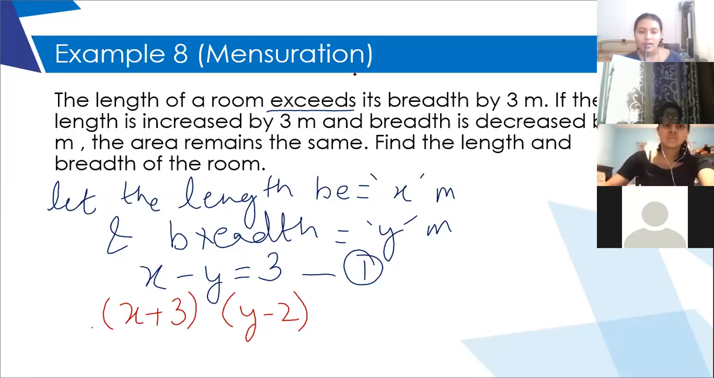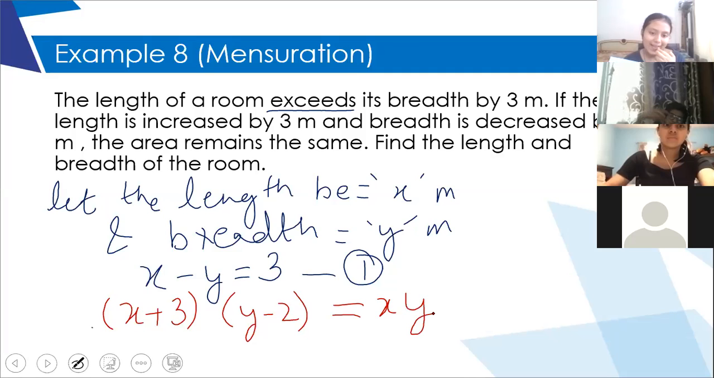Ma'am, x into y. So do I equate this with x into y? That is what you're saying, yes? Yes, ma'am. We will equate it with xy because if the original length was x and the original breadth was y, the area would have been x into y only, length into breadth. Now when I am doing these changes in length and breadth, then also my area is same only. That means x into y.